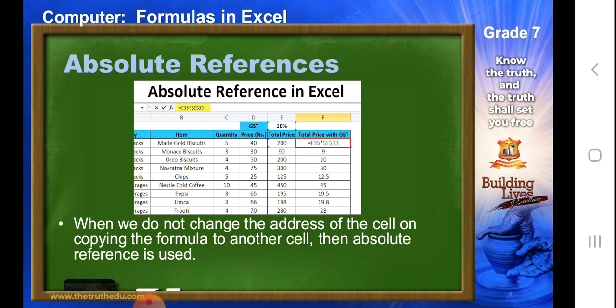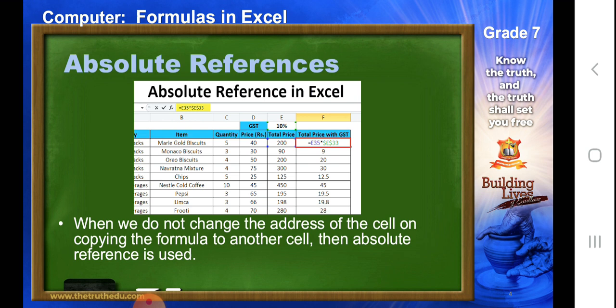Next thing that comes is the absolute cell reference. Now what is an absolute cell reference? So first let's look into the definition. When we do not change the address of the cell on copying the formula to another cell, then absolute reference is used.